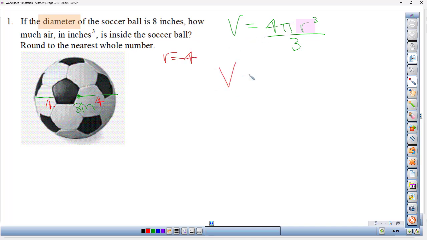All right, so let's rewrite this. 4 times pi times the radius cubed all over 3. And who are we filling in for our radius? 4. All right, so now all I have to do is do what the formula tells me. That's why it's so important to write the formula and then just fill it out. It will tell you what to do. So how about 4 to the 3rd power? That is 4 times 4 times 4.